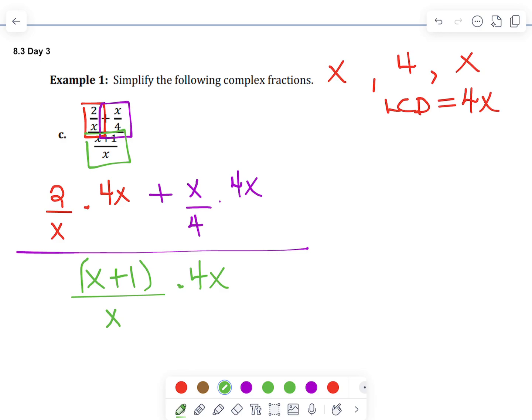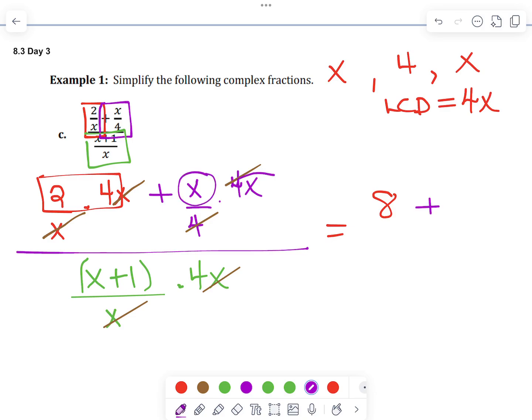Now what's cool is we can start canceling any common factors. So in the red, we have a common factor of x. In the purple, we have a common factor of 4. And in the green, we have a common factor of an x. So let's see what's left. So in the red, we have 2 times 4, which is 8. In the purple, we have an x times an x, or x squared. In the denominator, we have a 4 times an x plus 1.